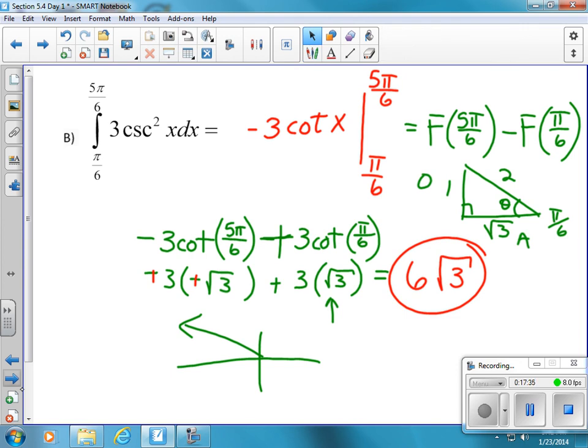Okay, we're done with lesson 5.4, day 1. This is a really, really big lesson on the fundamental theorem of calculus. I recommend you read your book in section 5.4 to reconfirm anything you have seen here. Thank you.